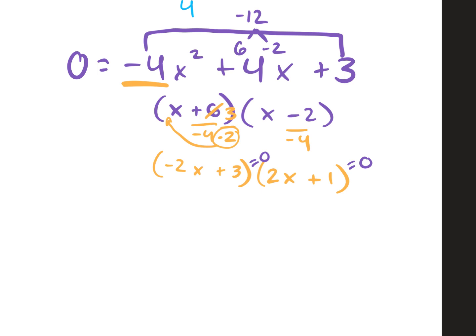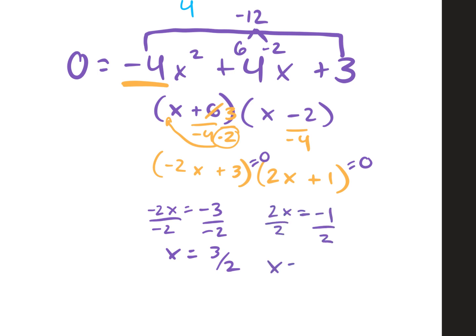From here, we're going to solve, set each one equal to 0. So negative 2x is equal to negative 3, divide by negative 2. X is equal to 3/2. And then same thing with the other one, 2x is equal to negative 1, divide by 2. X is equal to negative 1/2.